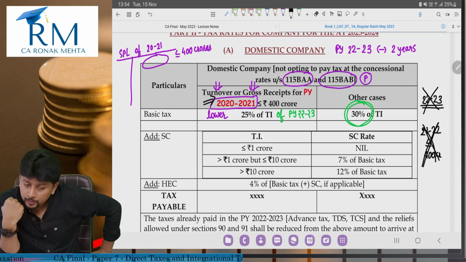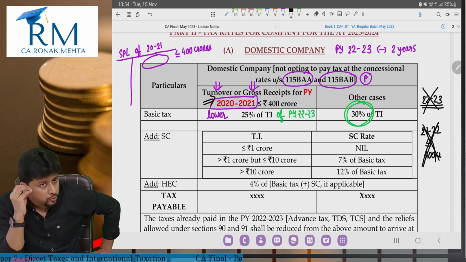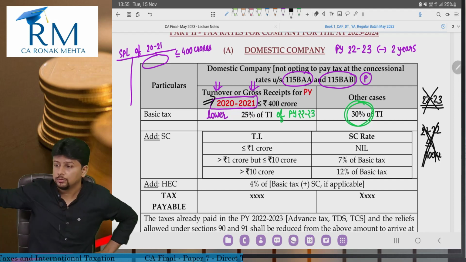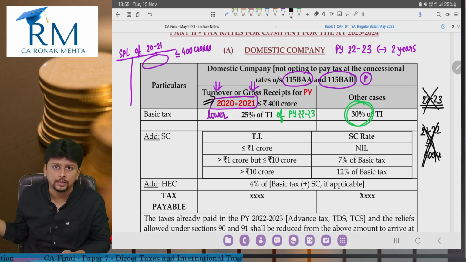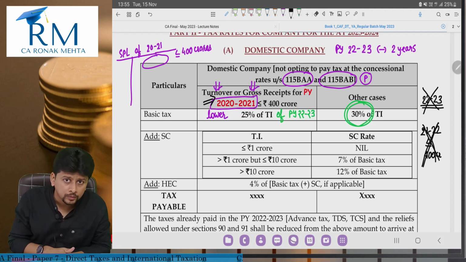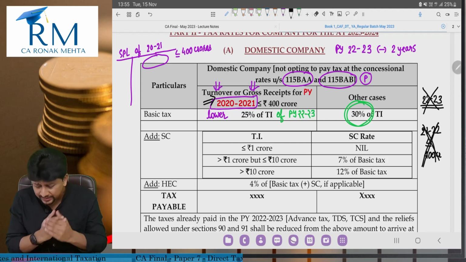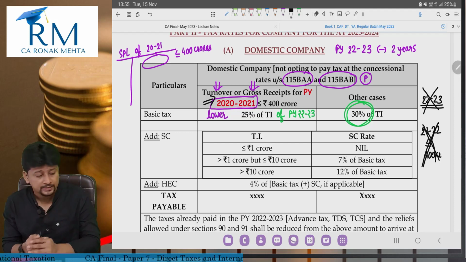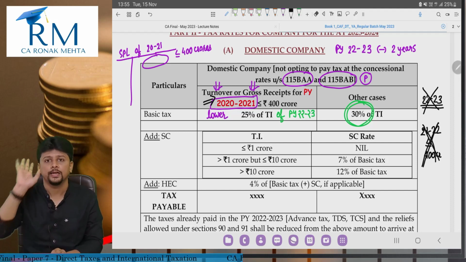So it's not possible for the domestic company to make any manipulations, to do any changes. 2 years ago, whatever was the turnover, that is freezed, that is finalized in your final accounts. If that turnover is less than or equal to 400 crores, then today the domestic company is supposed to pay tax at the rate of 25%. Otherwise, you pay tax at the rate of 30%.